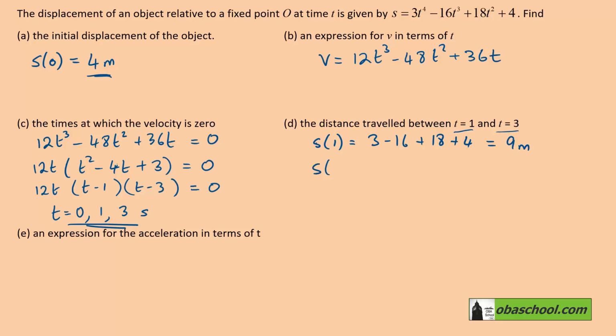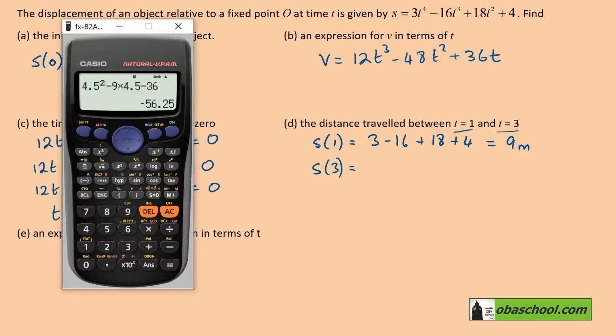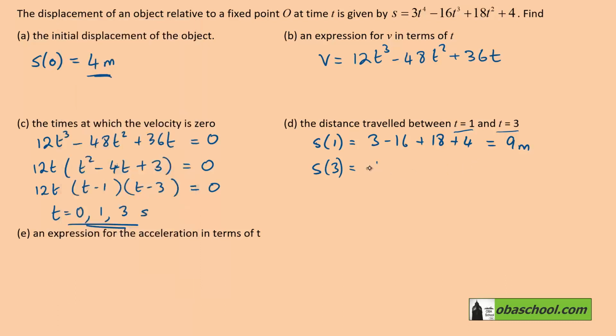And we can do s(3). Let's do that on the calculator. So if t is 3, that's going to be 3 times 3 to the 4, take away 16 times 3 to the power 3, add 18 times 3 squared, add 4. And that's negative 23.